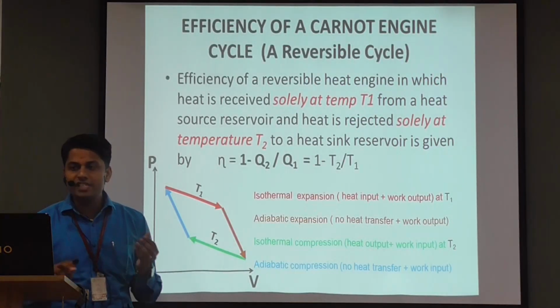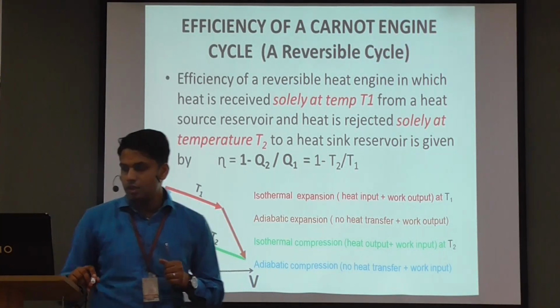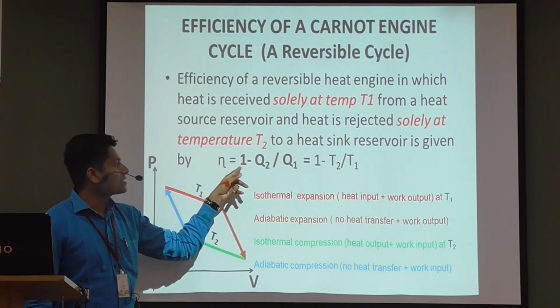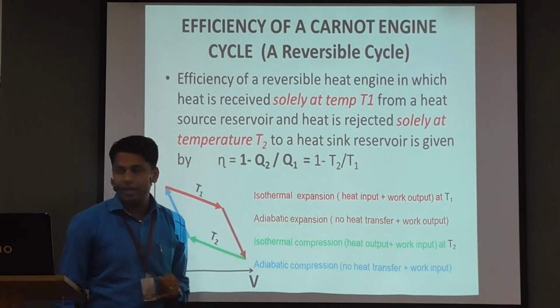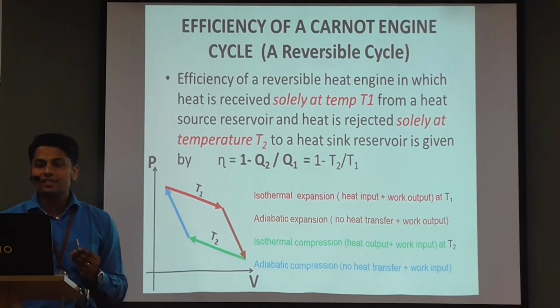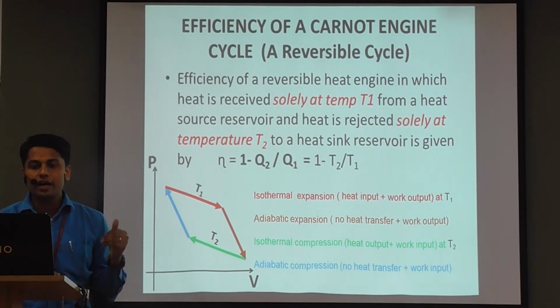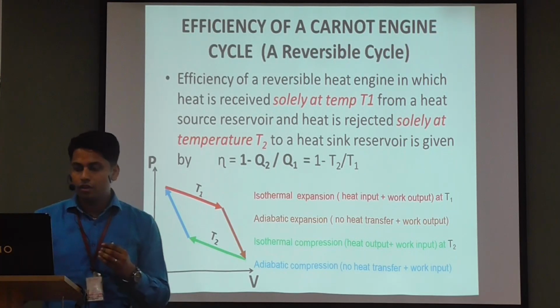Now coming to the efficiency of a Carnot cycle, which is a reversible cycle. As you know, eta was derived as 1 minus Q2 by Q1, which is equal to 1 minus T2 by T1. So this is the efficiency of a reversible heat engine in which heat is received solely at temperature T1 from a high temperature source reservoir and the heat is rejected solely at temperature T2 to a heat sink reservoir.